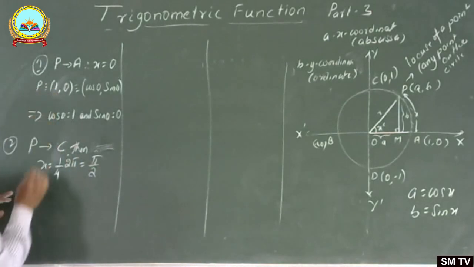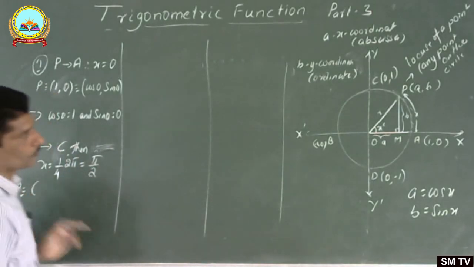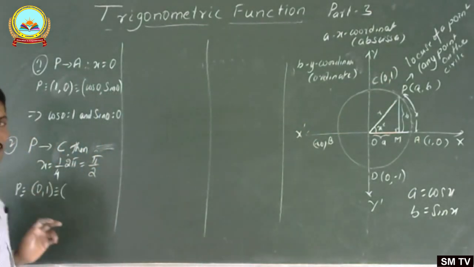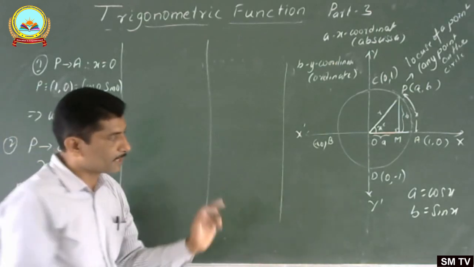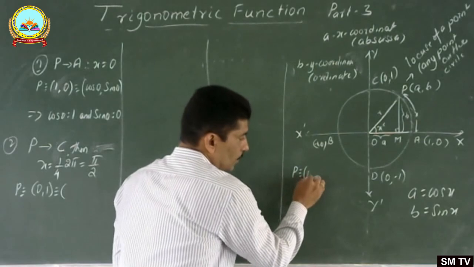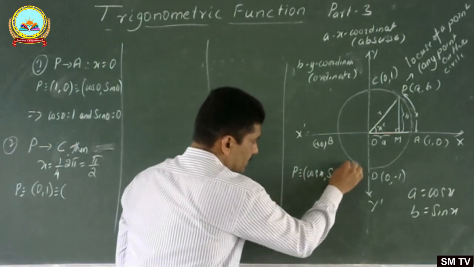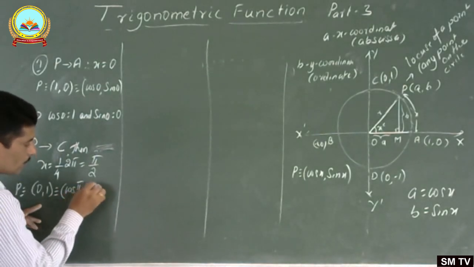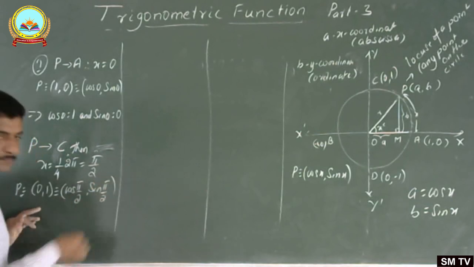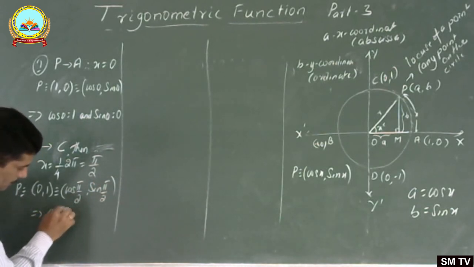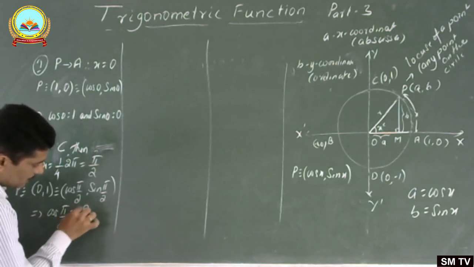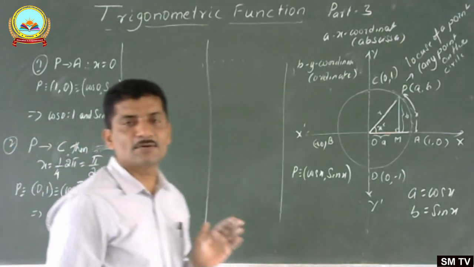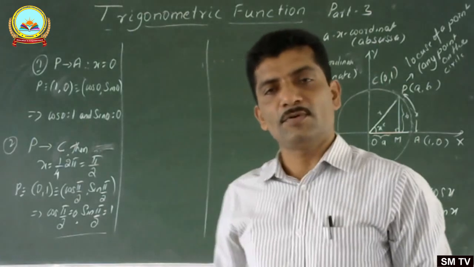Therefore here you can write the coordinate of P. Here P is equal to 0, 1 in the coordinate system, and in trigonometric terms P is equal to cos x comma sin x. Therefore this is cos of pi by 2 comma sin of pi by 2. It implies cos pi by 2 is equal to 0, sin pi by 2 is equal to 1. Therefore cos of 90 degree is 0 and sin of 90 degree is equal to 1.